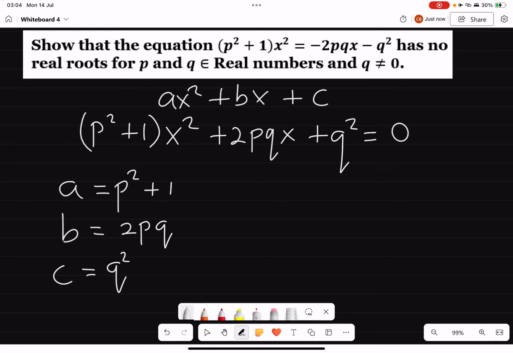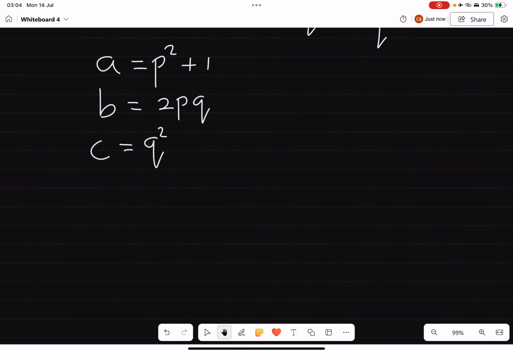We want to show that this equation has no real roots. Okay? Remember, to have real roots, the discriminant must be greater than or equal to 0. So, which means to have no real roots, the discriminant must be less than 0. So, the question wants us to show that the discriminant is less than 0.